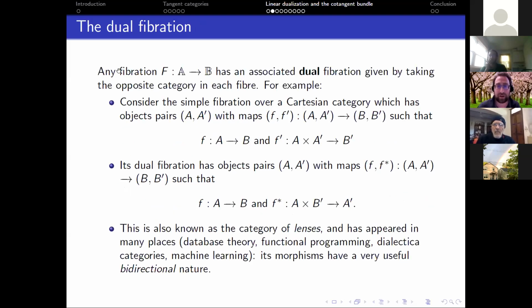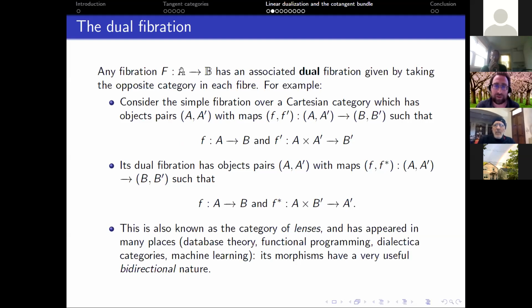Anytime you have a fibration, and it could be this fibration of differential bundles, but actually just any fibration in general, and I think this is an idea that isn't super well known, there's an associated dual fibration. From the index category point of view, for each object of B you're getting some associated category, and in that point of view you're just taking the opposite category in each fiber. There's a way you can talk about it directly without the index category point of view. I'll give a reference to that later, but it's a nice construction.